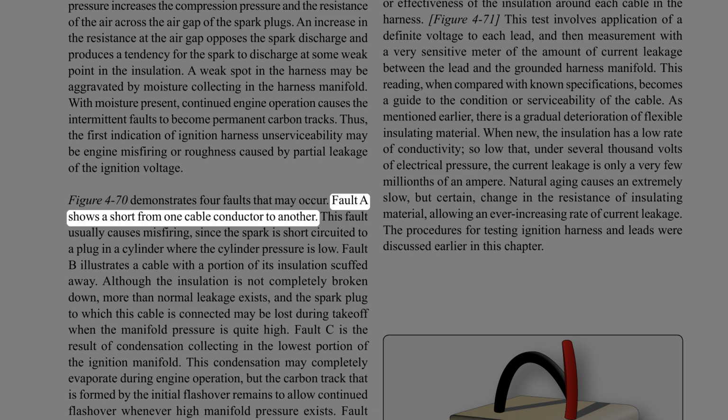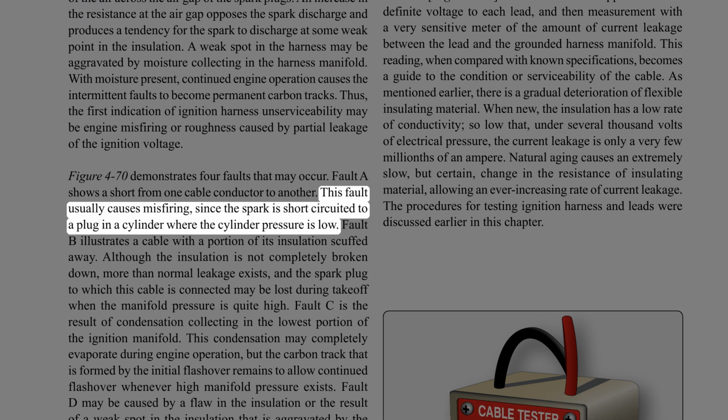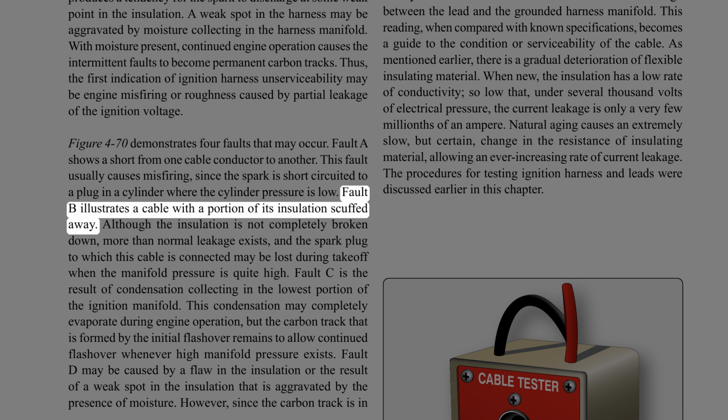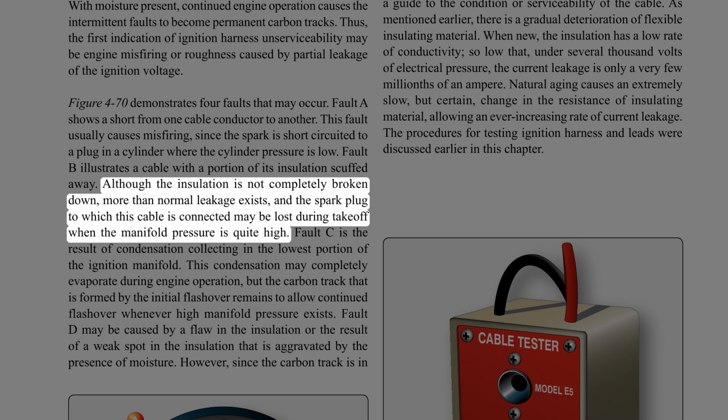Fault A shows a short from one cable conductor to another. This fault usually causes misfiring, since the spark is short-circuited to a plug in a cylinder where the cylinder pressure is low. Fault B illustrates a cable with a portion of its insulation scuffed away. Although the insulation is not completely broken down, more than normal leakage exists, and the spark plug to which this cable is connected may be lost during takeoff when the manifold pressure is quite high.